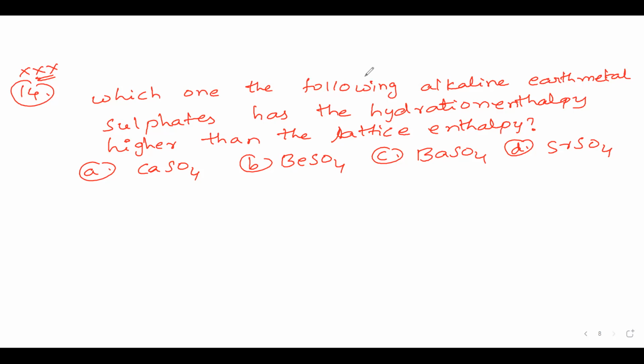Because if hydration enthalpy is greater than lattice enthalpy, the substance is soluble. This we already discussed in the lectures. So answer is beryllium sulfate. Beryllium sulfate is having high hydration enthalpy than lattice enthalpy. That's why beryllium sulfate is more soluble in water when compared to other sulfates. Next, question number 15.